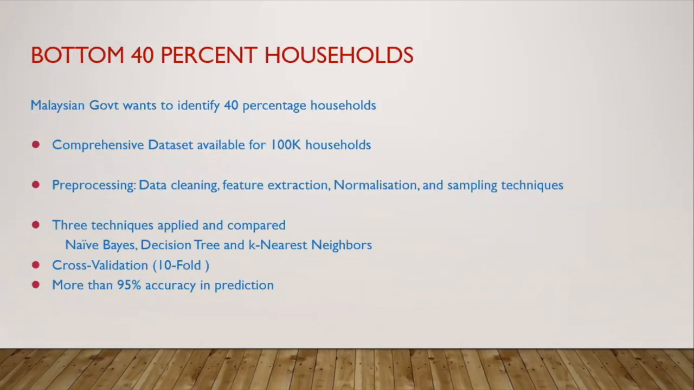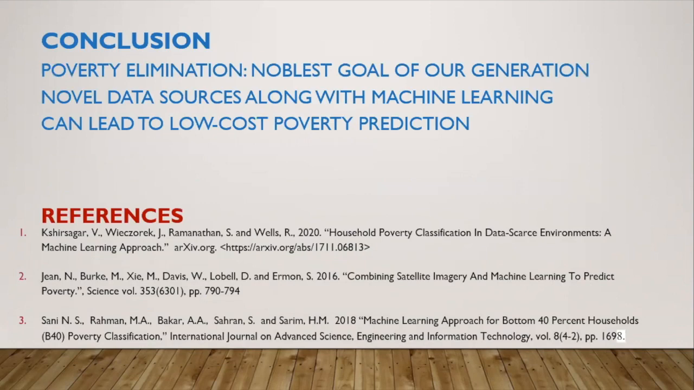The Malaysian government wants to identify the 40% most poor households. They have a data set of 100,000 households. Pre-processing involves cleaning, feature extraction, normalization, and sampling techniques. Three techniques are applied and compared: naive Bayes, decision tree, and k-nearest neighbors. Cross-validation is applied to calculate the accuracy of the models. All algorithms achieve more than 95% accuracy.